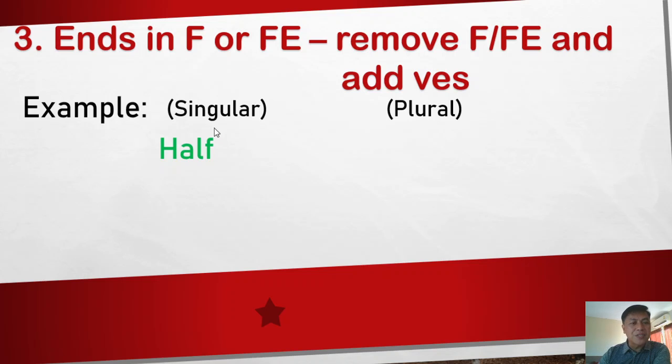Example is half. The word ends with the letter f, so that becomes halves. One half, two halves.